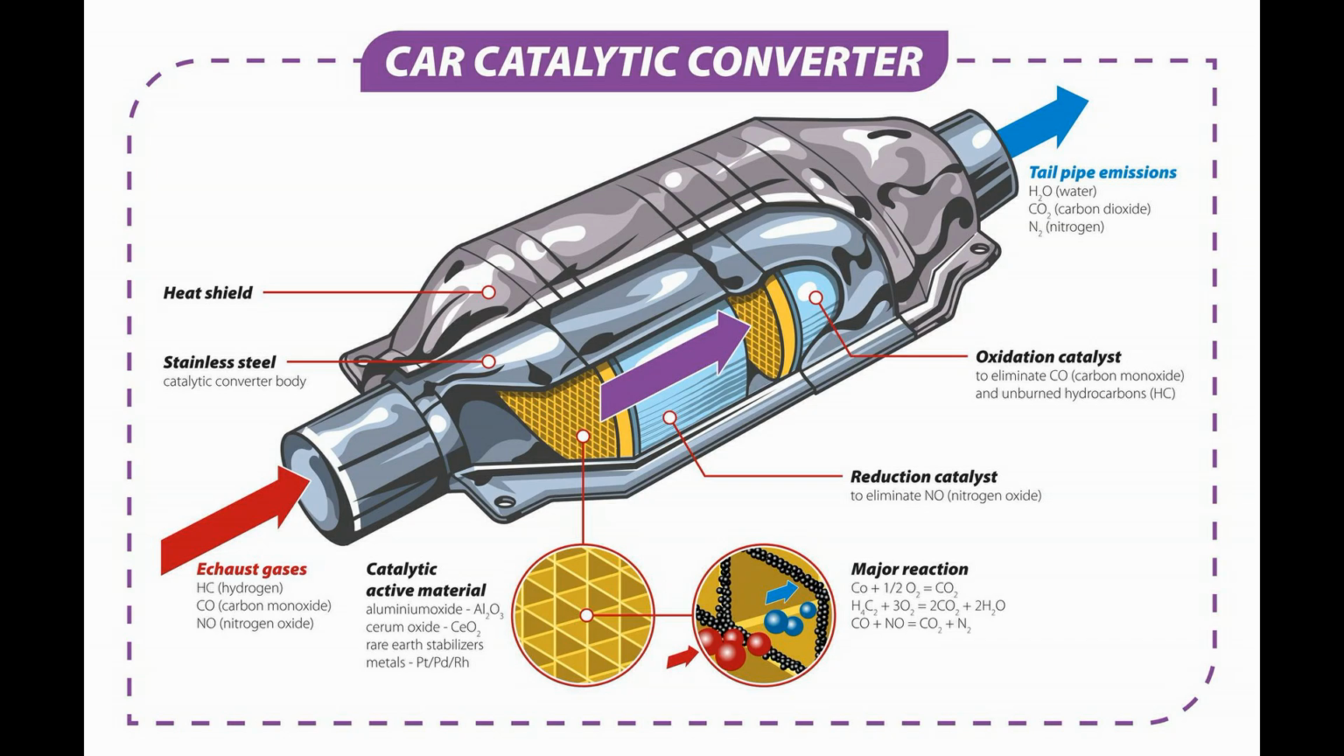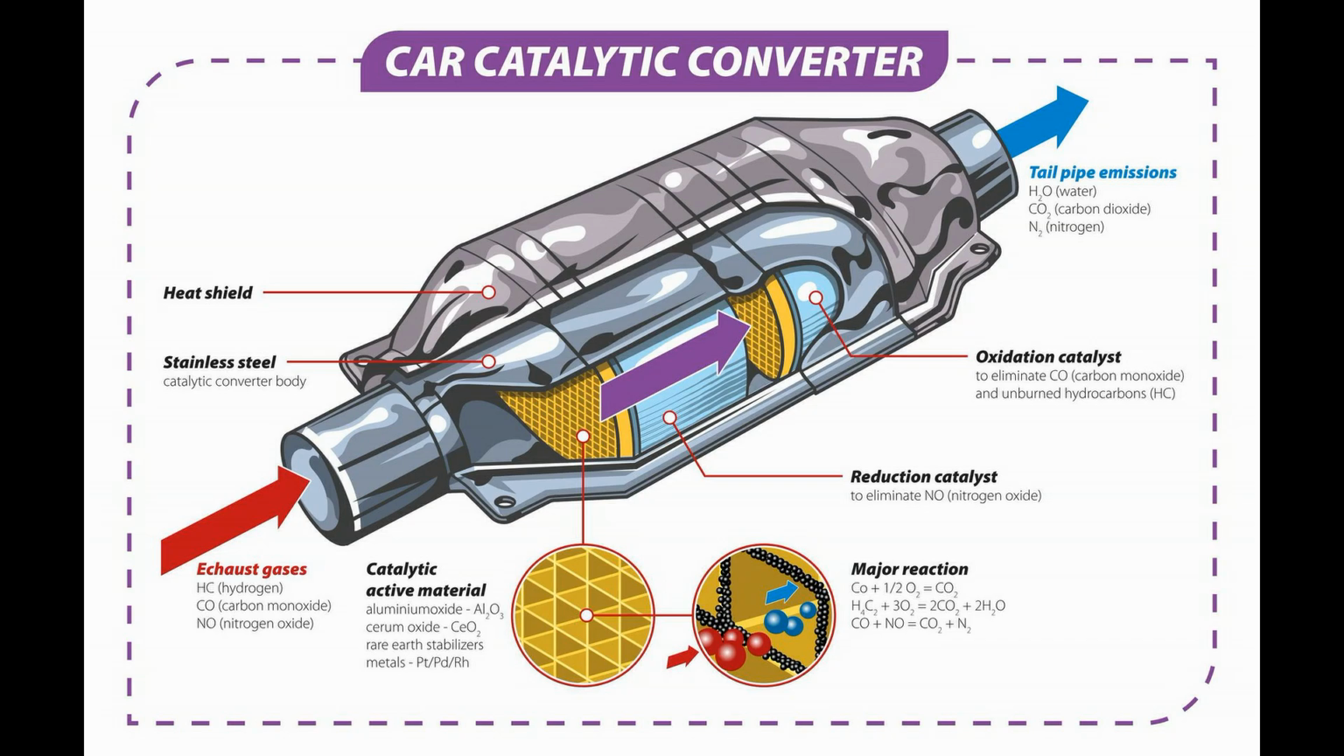So it needs to convert these harmful pollution gases into less harmful gases. The less harmful gases are nitrogen gas, N2, carbon dioxide, CO2, and water, which is H2O. So this is the ideal situation and what we want. We want the catalytic converter to do its job to reduce pollution.